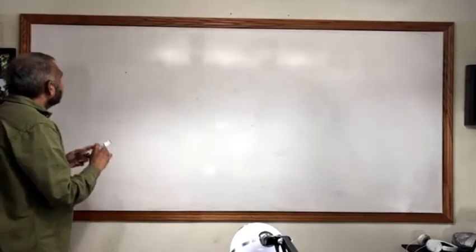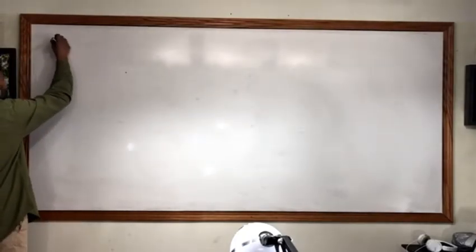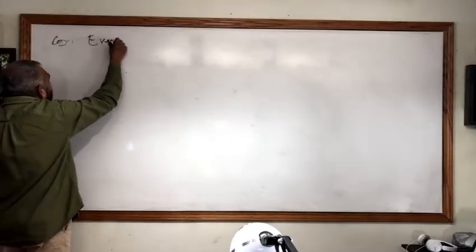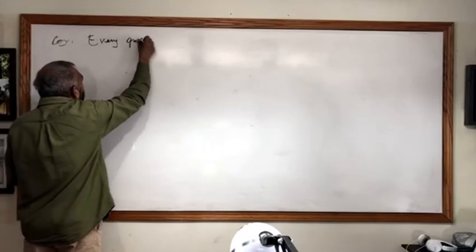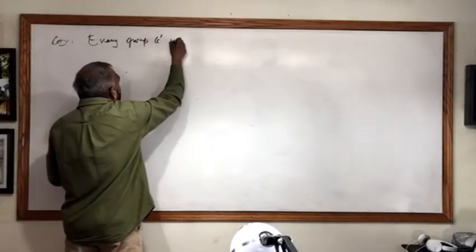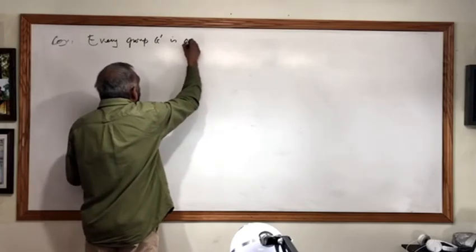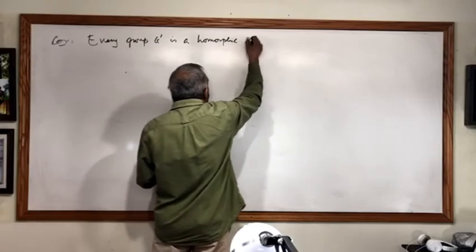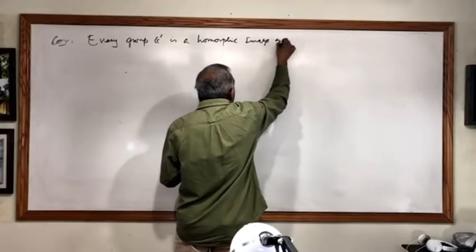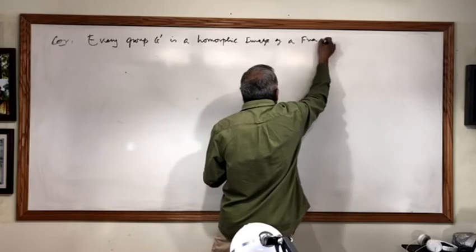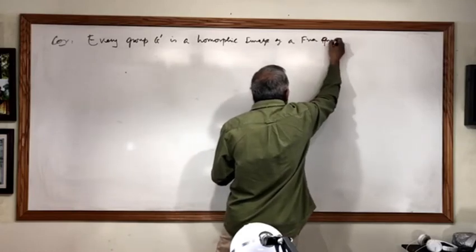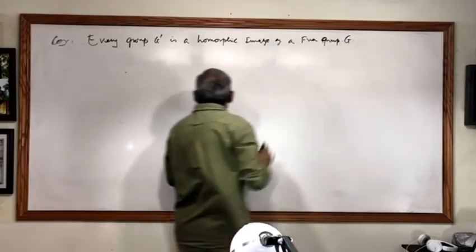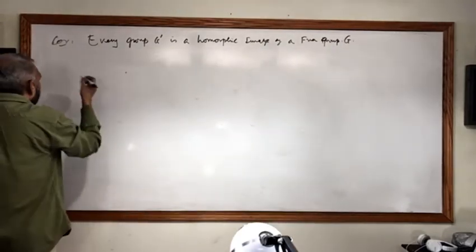Now let us do a corollary of this theorem. Every group G prime is a homomorphic image of a free group G. So it's a very simple proof.